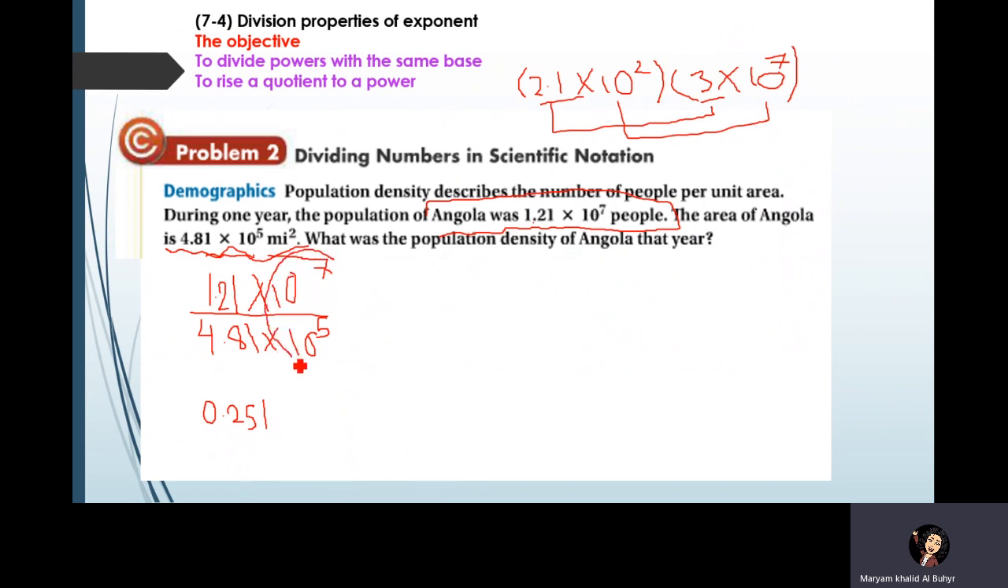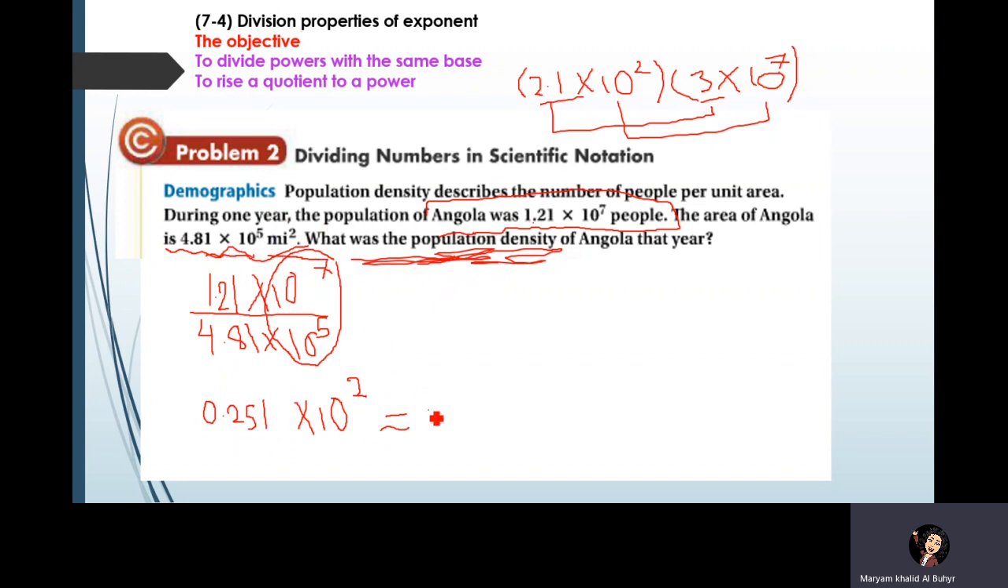Then since they are the same base, with division, just subtract their powers. So that is 10 to the power 7 minus 5, 2. They said write it in scientific notation. You are talking about the population density, which means how many people are in this area. So density means I need to find how many people in each square mile.